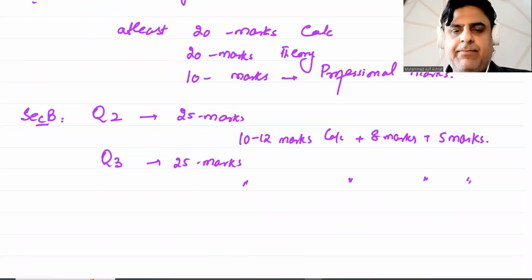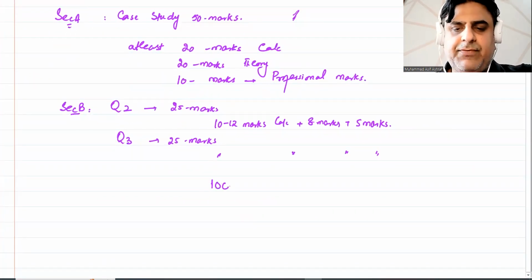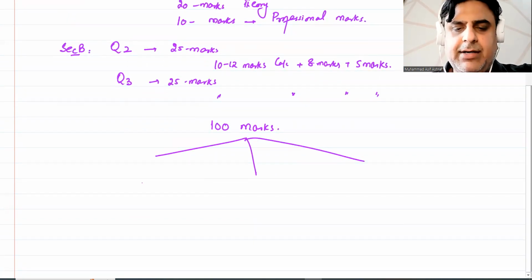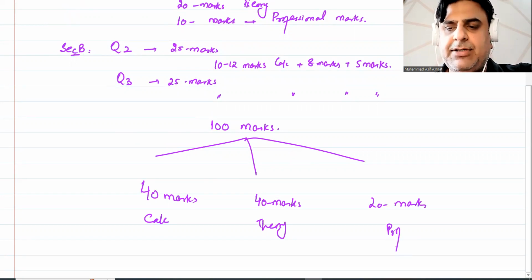So overall, if I conclude this paper pattern, out of this 100 marks paper, we have 3 main portions here. Number 1, at least you will have 40 marks for calculation. You will have 40 marks for theoretical discussion and 20 marks for professional presentation.